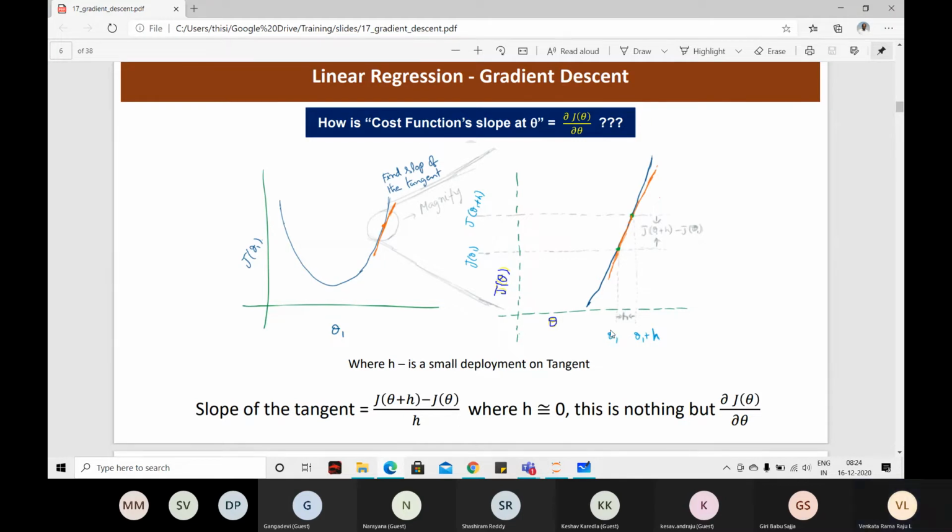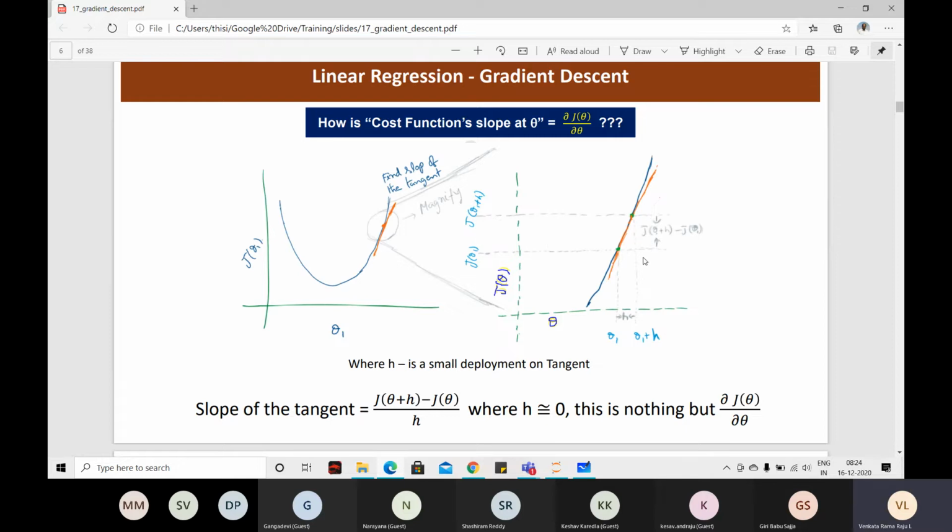Theta 1 started somewhere here. I took one more dot, which is h distant, theta plus h. This h is very minute. Theta 1 and theta 1 plus h. At theta 1, I calculated cost, and at theta 1 plus h, I calculated cost. The difference between the costs is the height. Do you agree? This height.